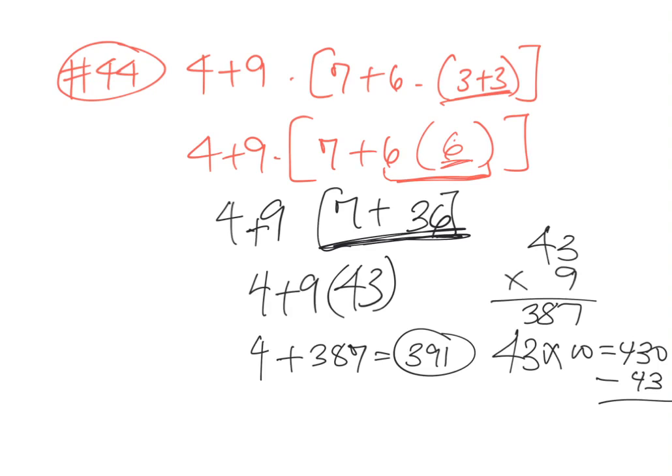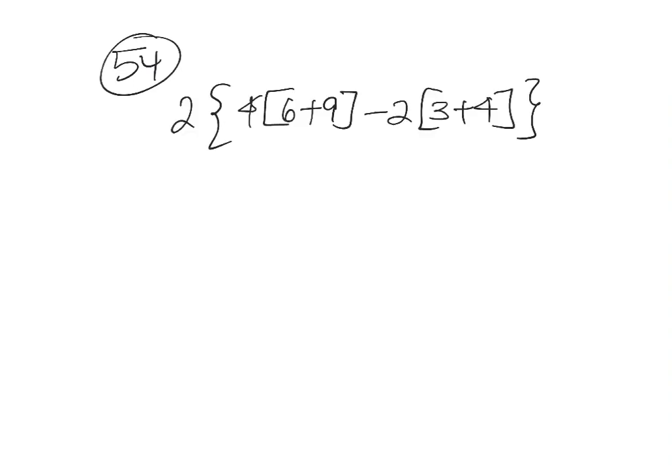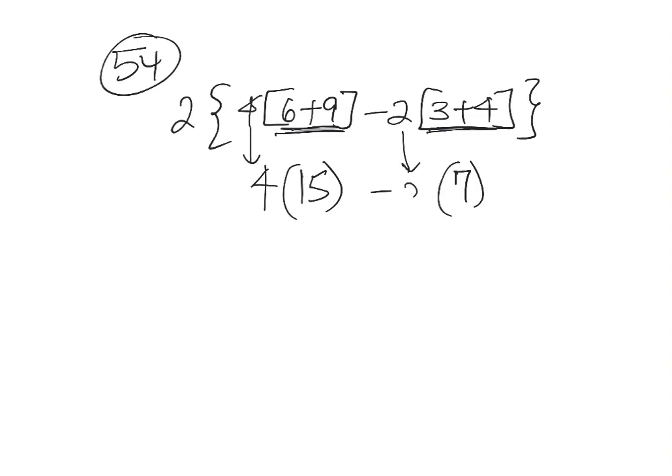Let's take a turn now to one more problem from this section, number 54. For number 54, you have 2 and then going into what you see times 4 and so on and so forth. So we go step by step. You see this 6 plus 9 and this 3 plus 4. We know that needs to be taken care of right away. So you just update those. You bring down the 4, you bring down minus 2.